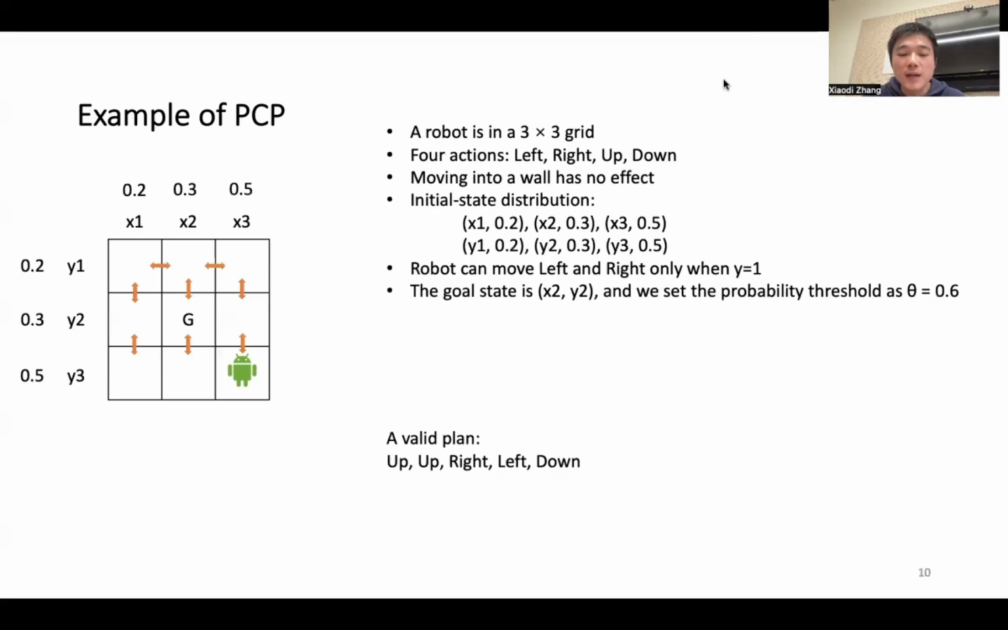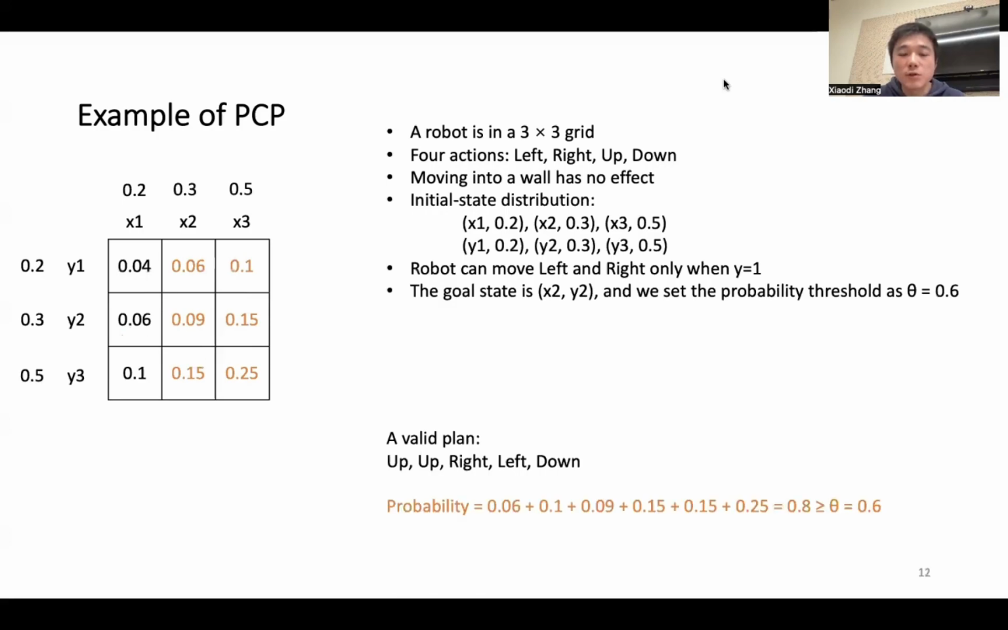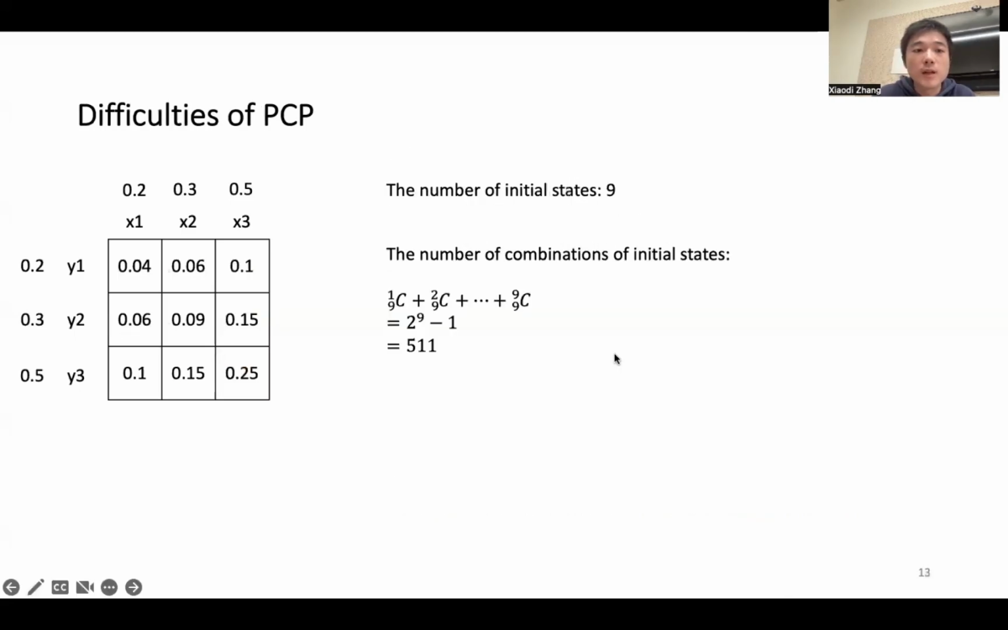A valid plan is up, up, right, left, and down. The reason is that this plan satisfies 6 initial states, and the total probability of these 6 initial states is 0.8, which is greater than 0.6. PCP problems are hard to solve because, as you see in this example, there are only 9 initial states, but the number of combinations of initial states is 511, which means the planner should consider 511 cases before finding a plan.